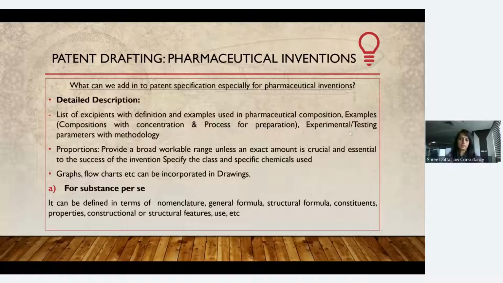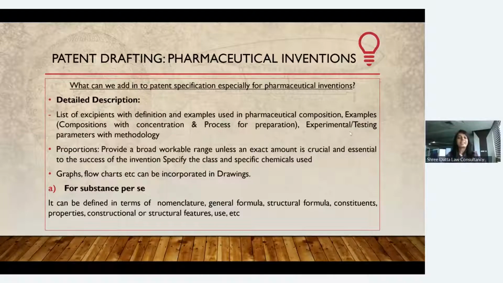Now, patent drafting for pharmaceutical inventions: what can be added into the patent specification, especially for pharmaceutical inventions? First is the detailed description. When you are drafting the patent application for pharmaceuticals, in your Paper 2 they will provide 2 or 3 drafting exercises from which you have to pick. One is related to pharmaceutical or chemical drafting, and one is related to engineering drafting, so you can select based on your expertise in the particular field.